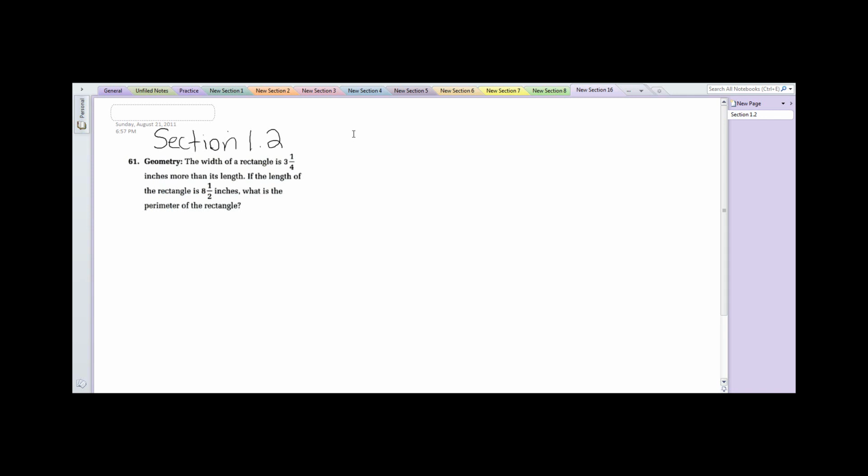In this video, we're going to do section 1.2, number 61. This problem says that the width of a rectangle is 3 1/4 inches more than the length. So what does that say? 3 1/4 inches more than the length. That means that it is the length plus 3 1/4 inches.